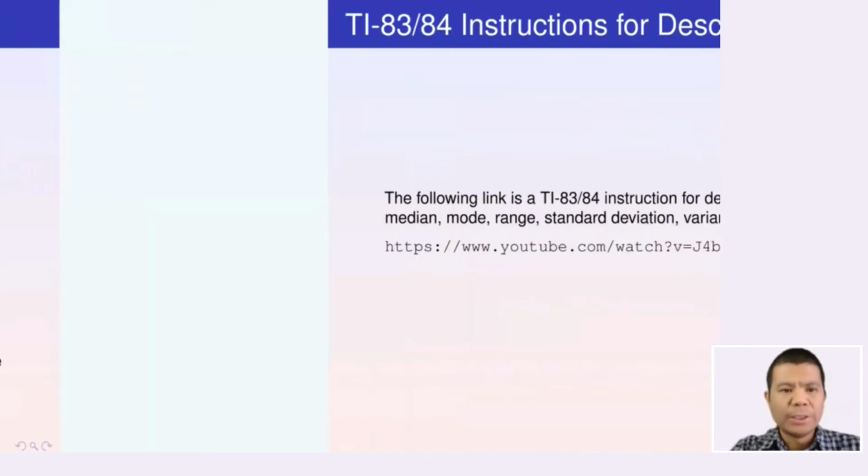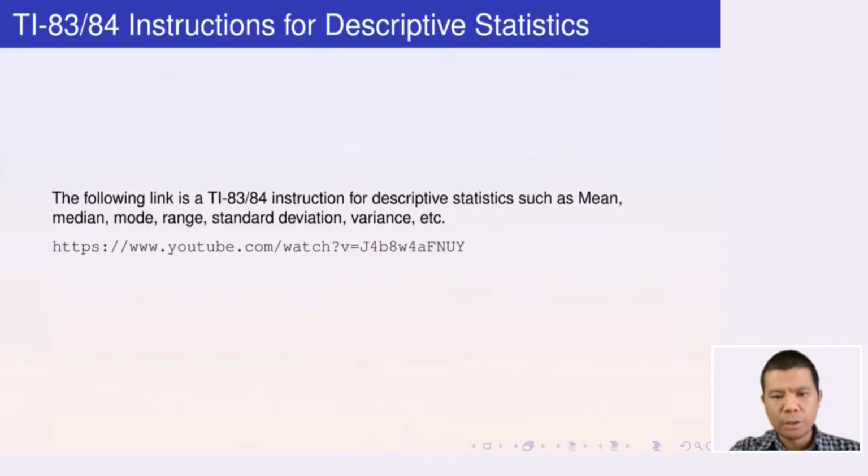All right, so very good. Now here is the link if you want to use the TI-83 or 84 for these descriptive statistics. You can follow this link to watch all the instructions on that. This will give you some idea on how to calculate these descriptive statistics using calculators. Of course, if you're using other versions of calculators, you can Google it and find other methods.